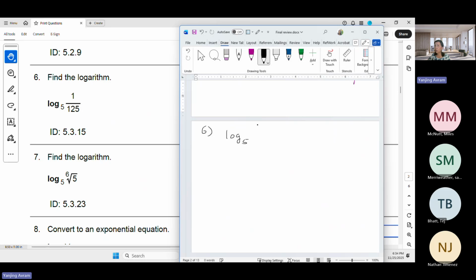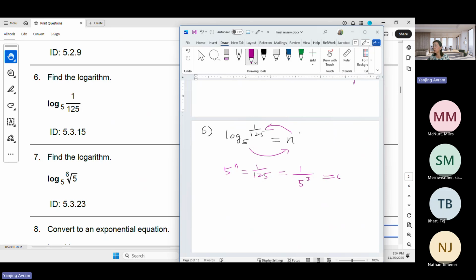Log base 5 of 1 over 125, right? If I do not know how much this one is, I'm gonna say this is equal to n. And then we're gonna solve for n here, right? You need to be able to convert this into an exponential equation, okay? So this one means 5 raised to the power of n equal to 1 over 125. And then we're gonna solve for n. And this one I can write down as 5 cubed. 125 is 5 cubed, right?